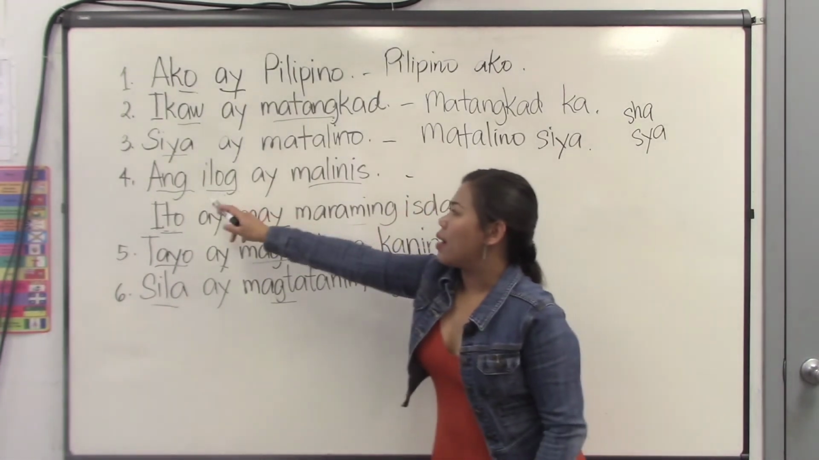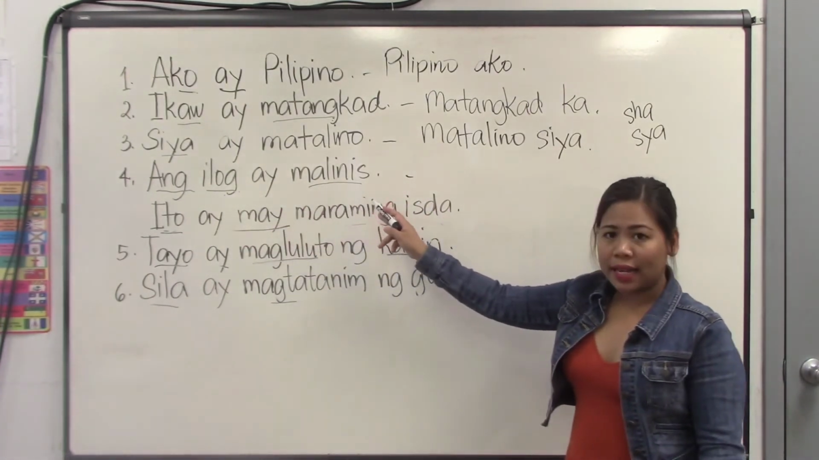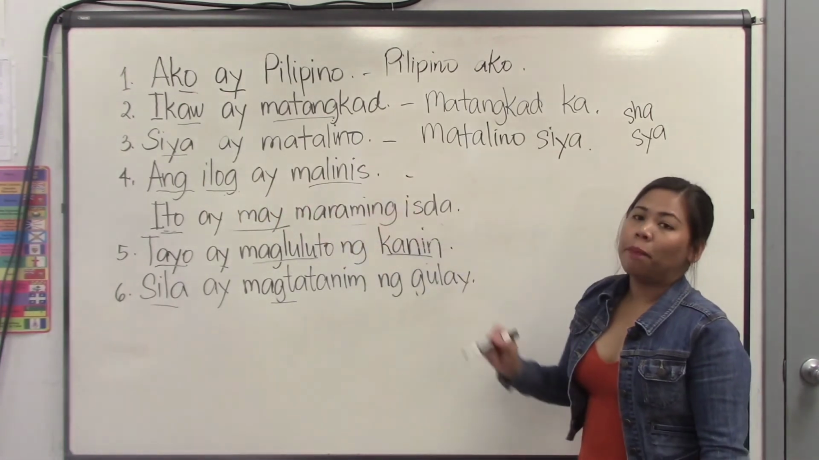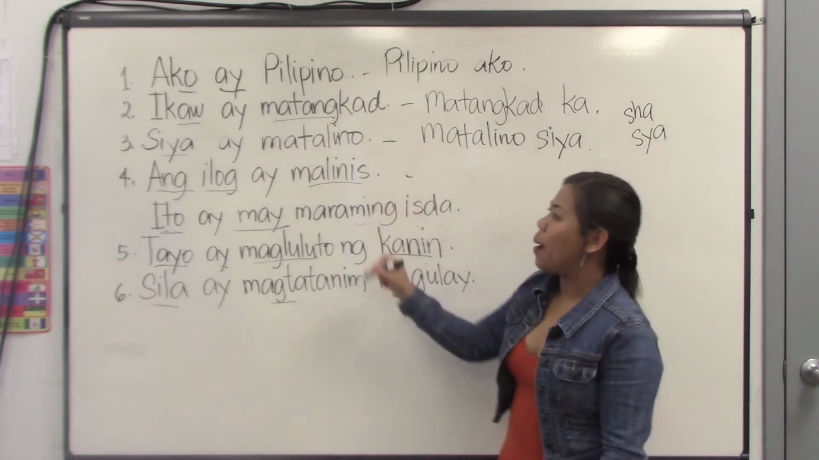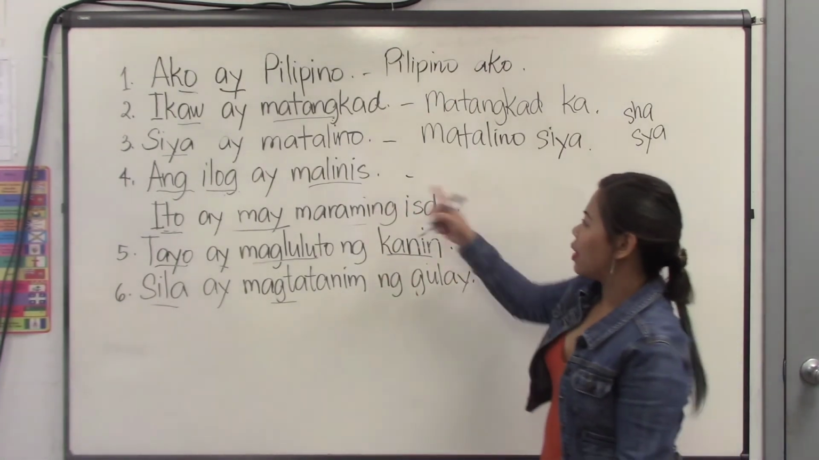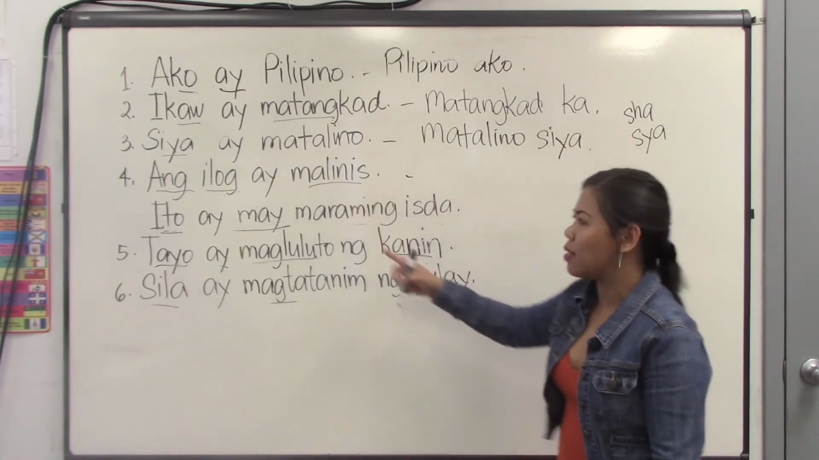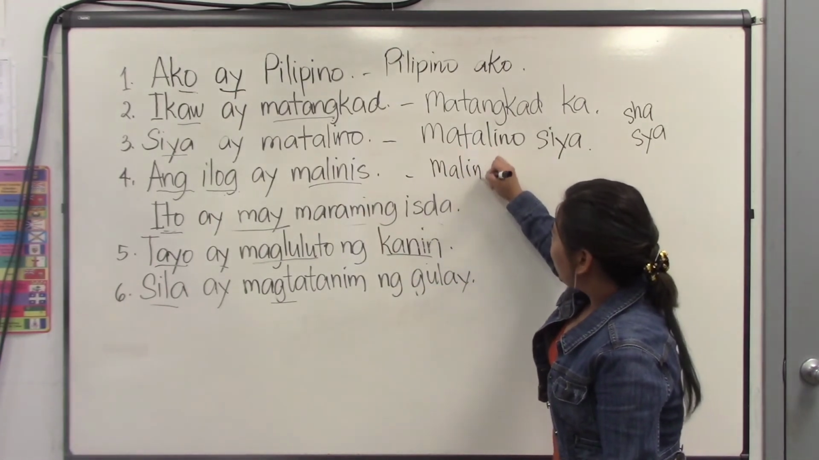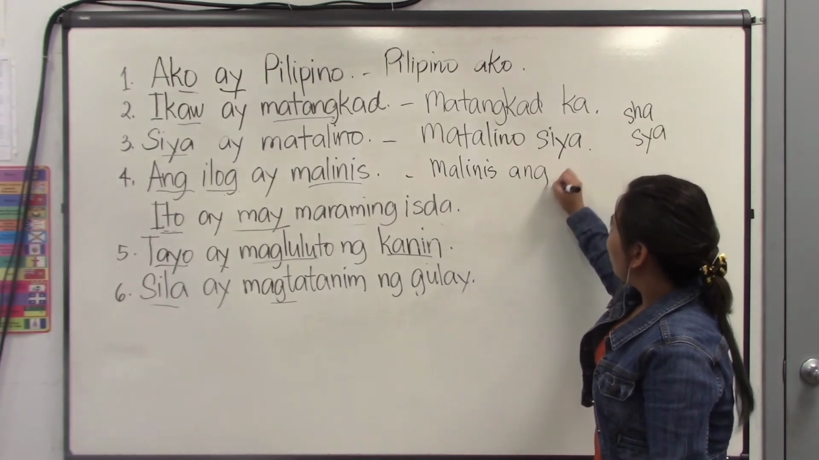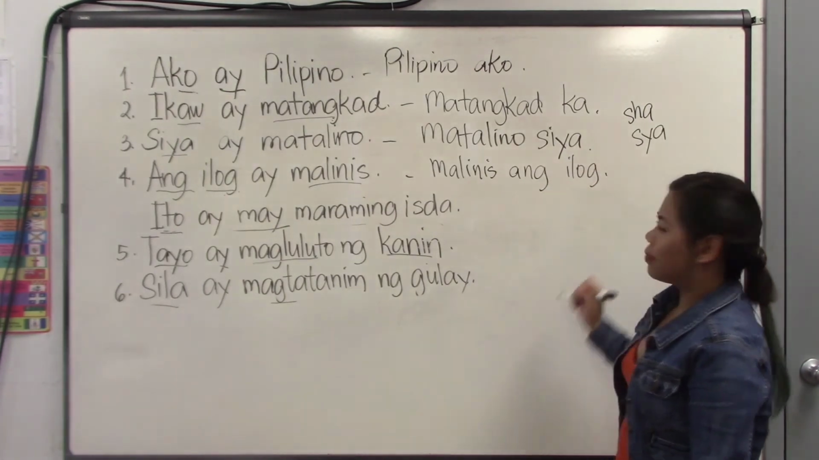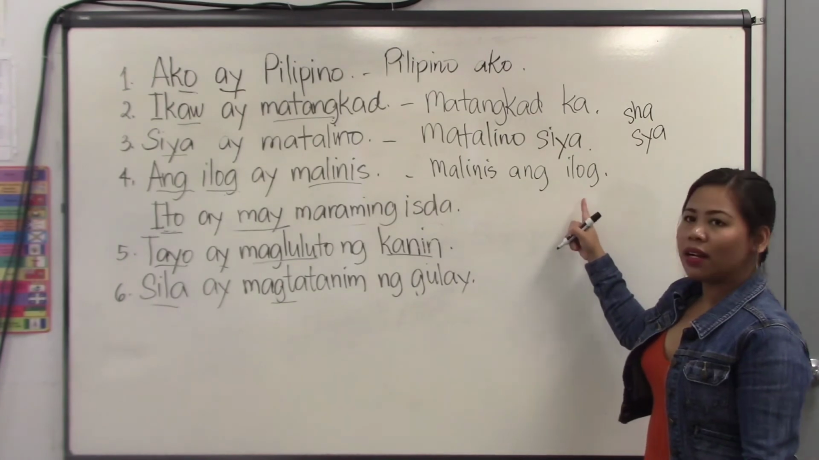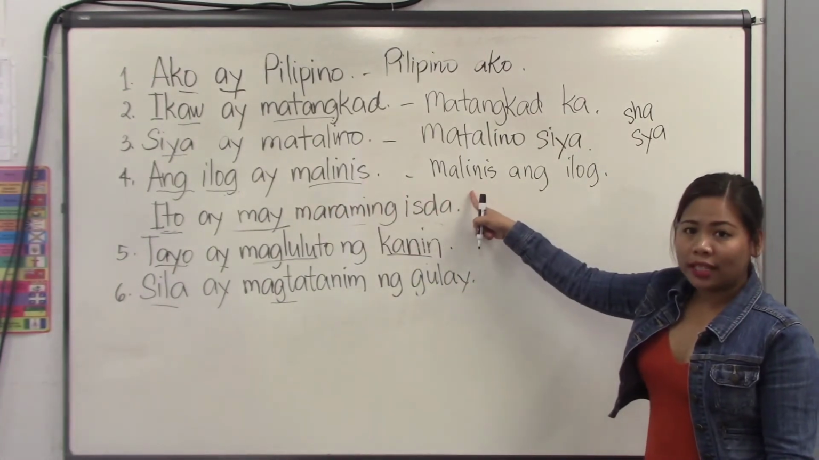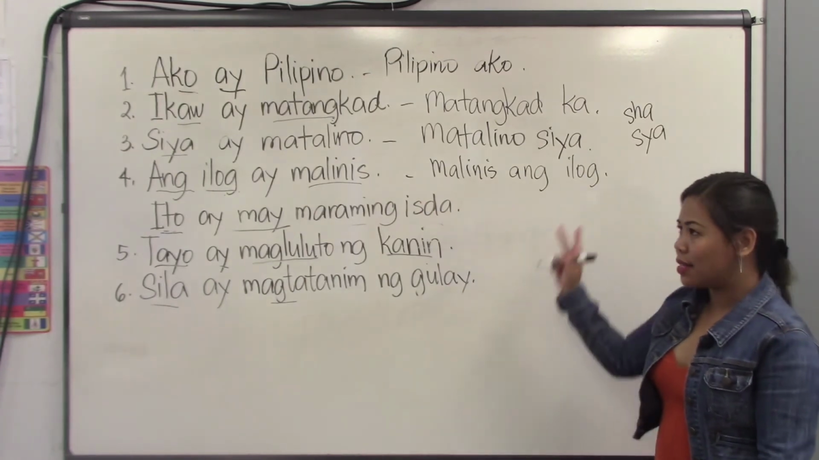Next one. "Ang ilog ay malinis." The river is clean. But in the passive voice, we say, "malinis ang ilog." The clean will become the focus of the sentence. So, you'll say, "malinis ang ilog." Alright? Ilog here will not be the focus now. So, the word clean is the focus of the sentence. This is the passive voice.